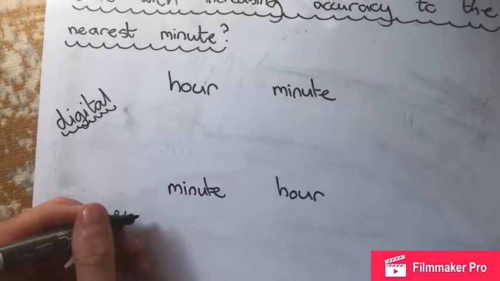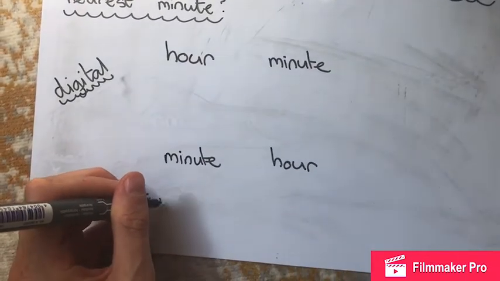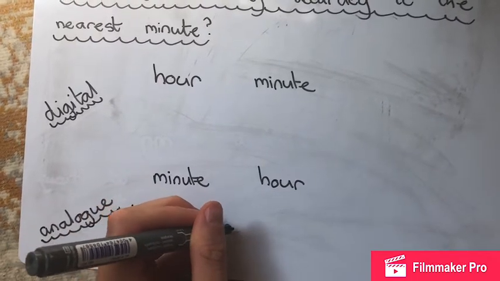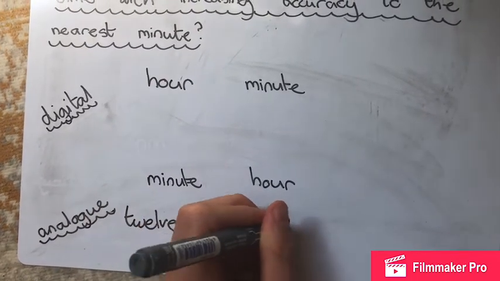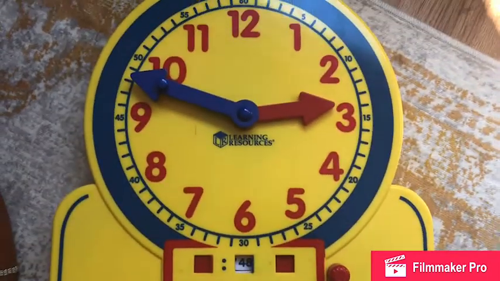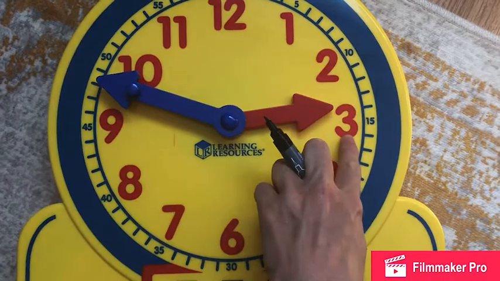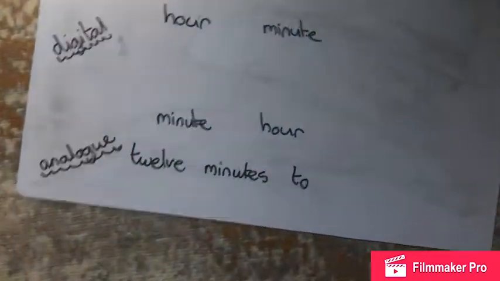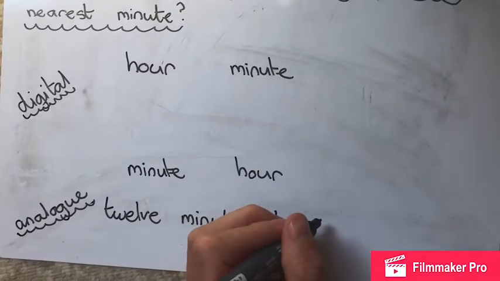So we're going to write the minutes first. And then we're going to write the hour. So the hour, it's almost at 3. So it's 12 minutes to 3. So 12 minutes to.